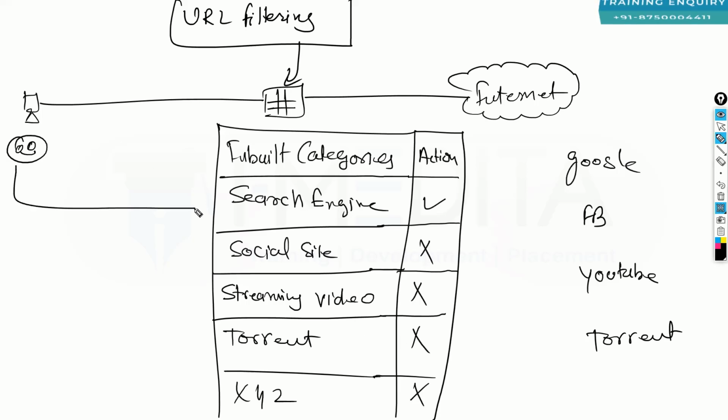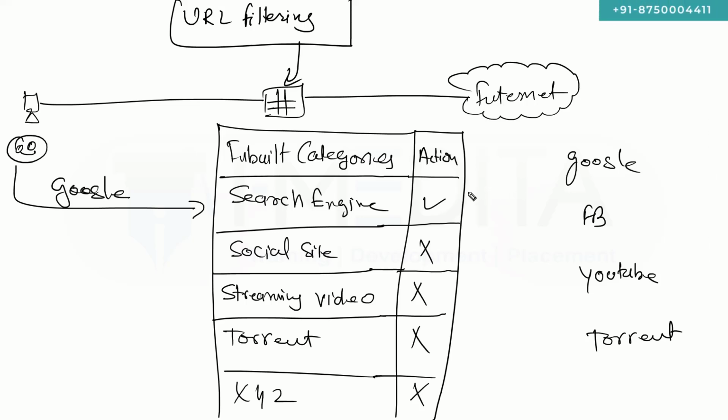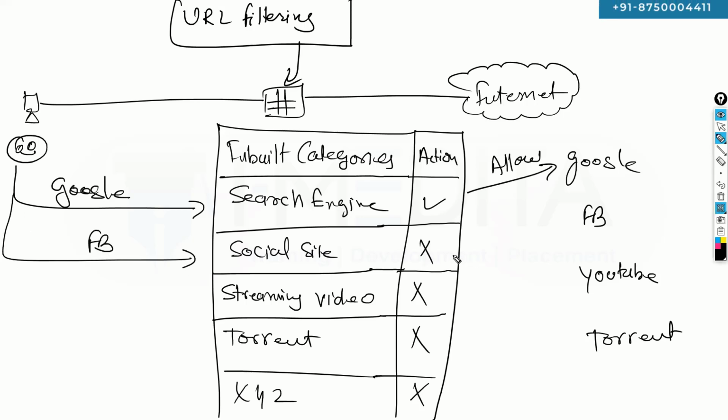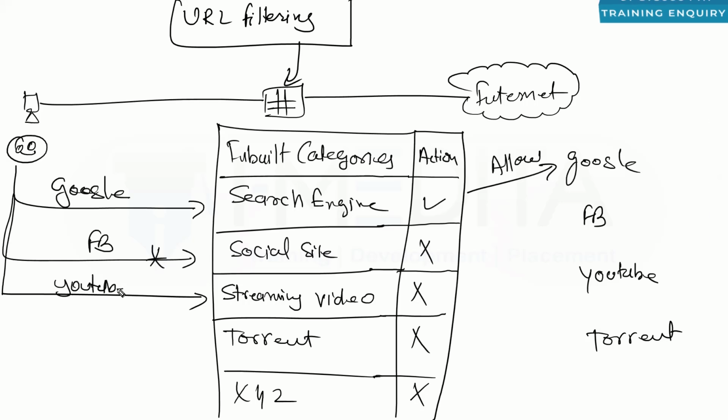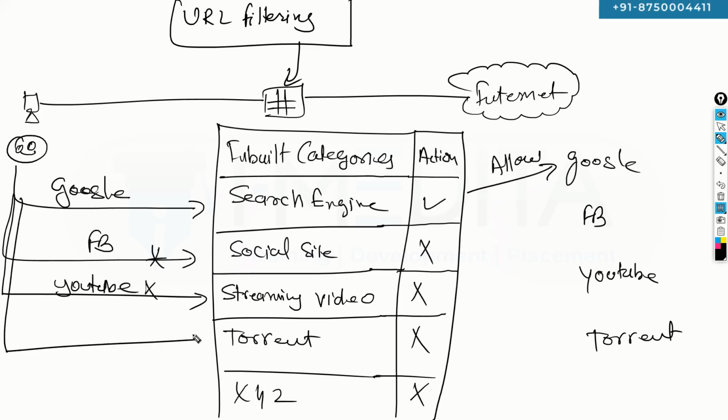Now, what will happen? If a user is sending a request like google.com, the request will come to the firewall. The firewall will check, okay, Google is a search engine, then that request is allowed. If the user is sending a request for Facebook, the Facebook request will be denied. If the user is sending a request for YouTube, that will also be blocked here. And if the user is trying to access torrent, that request will also be blocked here.